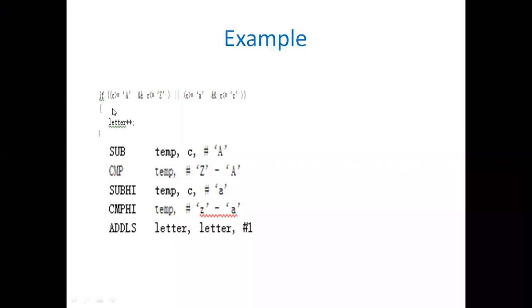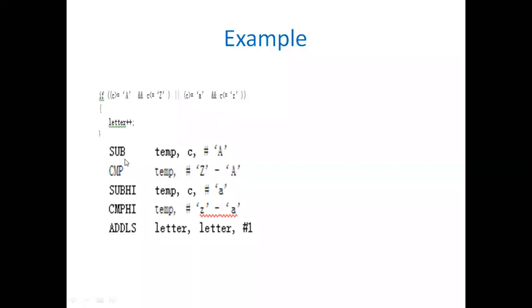If C is greater than or equal to capital A and lesser than or equal to capital Z, or if the character is greater than or equal to small a and lesser than or equal to small z, then it is a letter. That's why I'm updating it to letter plus plus. If the character lies between A and Z, or between small a and small z, I'm updating the value of the letter.